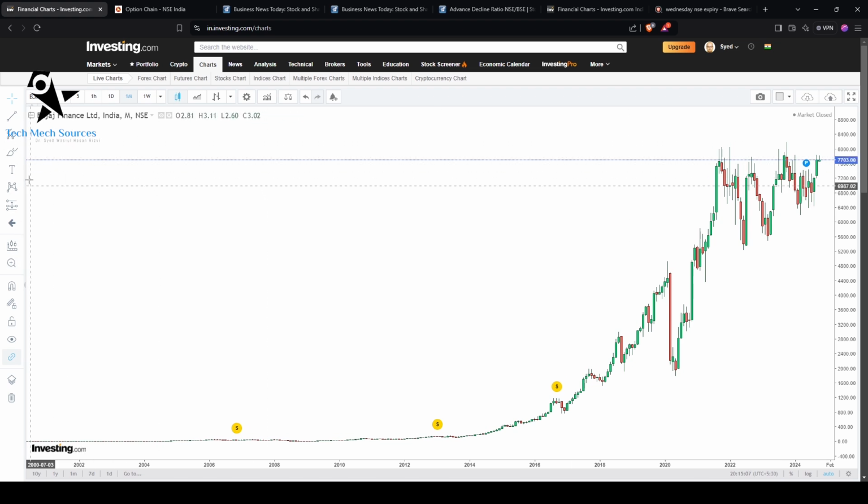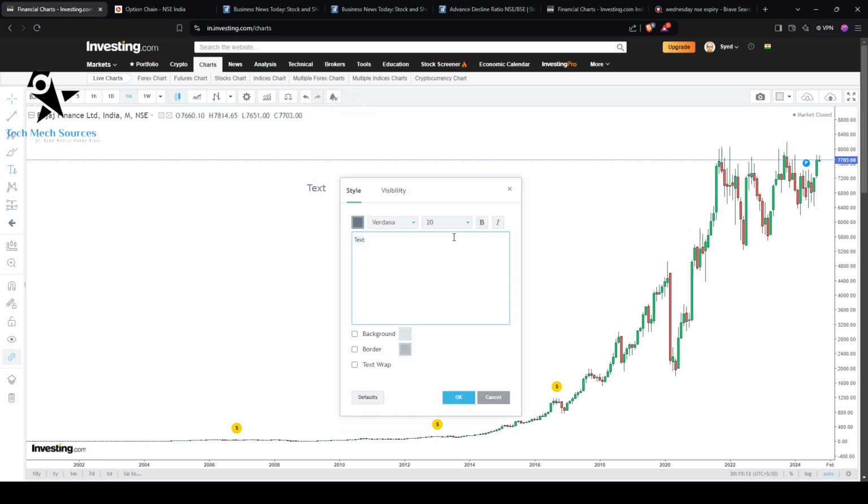So let me write it down here. Anchor text here. Let me make the font size bigger so that everybody can see that. Monthly chart. Resistance first. How much is the resistance? The highest peak is the resistance. So 8,200.